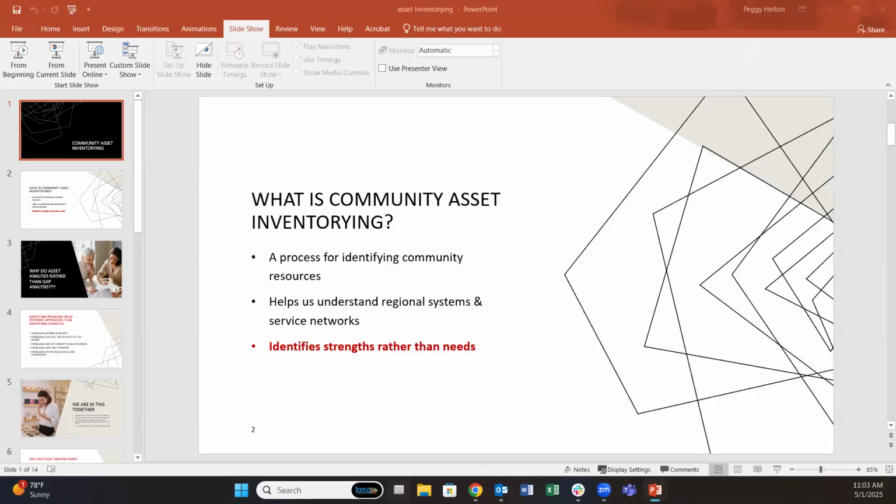So what exactly is community asset inventorying? For one, simply, it's a process for identifying community resources. It's to help us understand what's available, systematically, in our region and in our service networks. But the whole idea of asset inventorying is that you're identifying strengths rather than needs. It's a way to do planning without getting weighed down in problem solving.